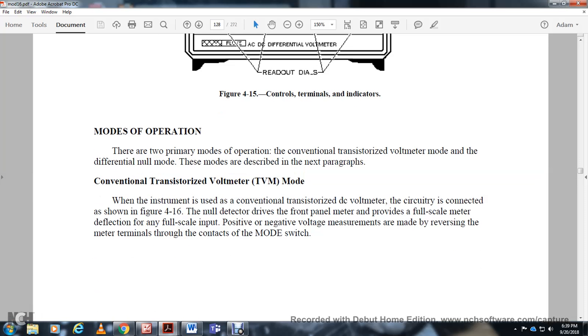In the conventional transistorized voltmeter mode, the instrument operates as a conventional transistorized DC voltmeter, with the circuit connected as shown in figure 4-16. The null detector drives the panel meter, providing full-scale meter deflection for a full-scale input. Positive and negative voltage measurements are made by reversing the meter terminals with the mode switch.